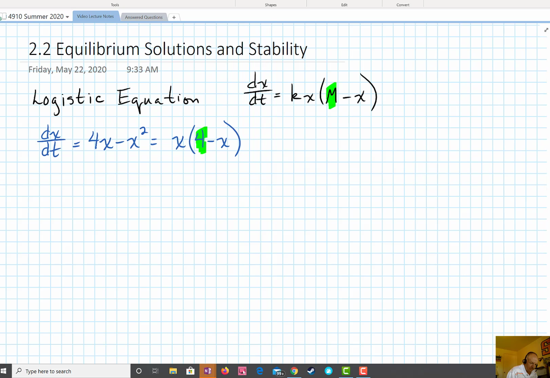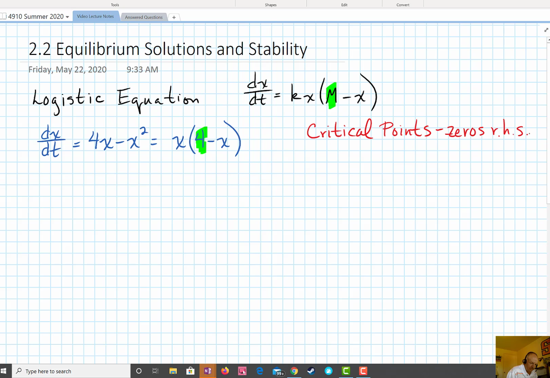Now, let's introduce the idea of critical points, critical values. And these are quite simply the zeros of the right hand side. All right. Now we ought to mention this as well. So these are the zeros of the right hand side of the equation.